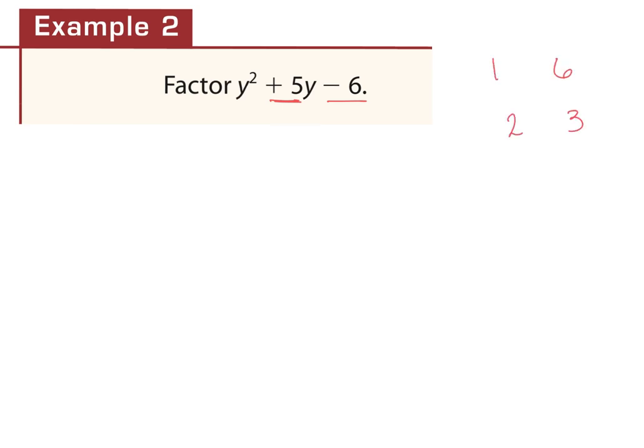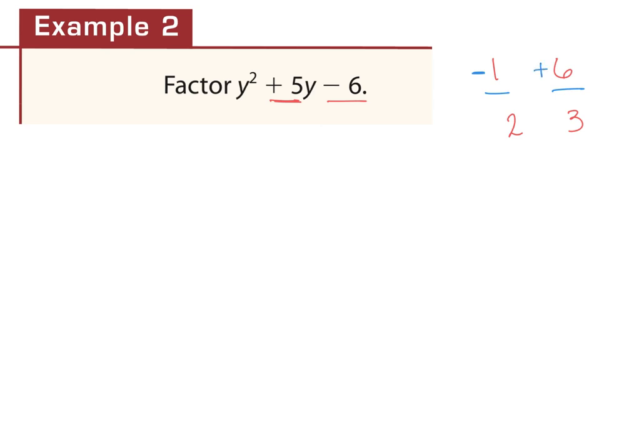But now one is positive and one is negative, and I need a positive 5. Which set am I going to use? Chandler, I'm going to use the first set. And how am I going to get a positive 5 using a 1 and a 6? The 1 is negative, the 6 is positive.